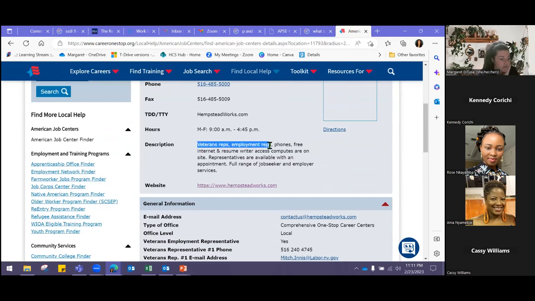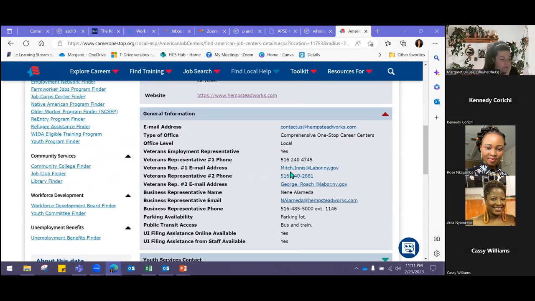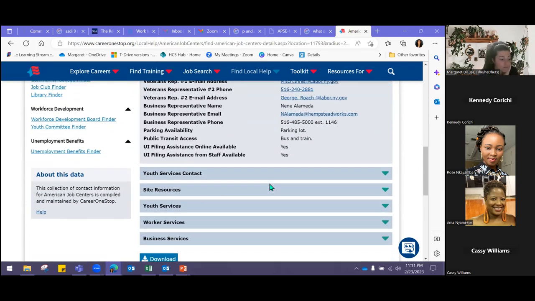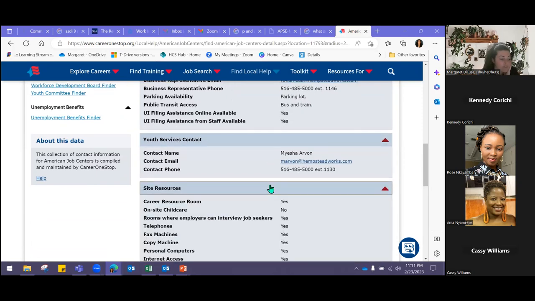Here's the description. They have a lot of different job seeker and employer services. It tells you more. This used to be Mary Drangle, but now it's Mimi. Mary moved on, I guess. Tells you if it's close to a bus or train, if there's a parking lot. Then it tells you about the different site resources.